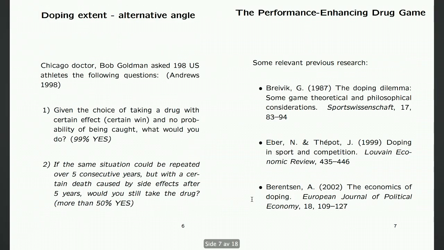Okay, let's move on. Let's look at an alternative angle of doping extent. There was a nifty little piece of research done by Chicago Dr. Bob Goldman in 1988, where he asked 198 US athletes the following 2 questions. The first one was as follows. Given the choice of taking a drug with certain effect, meaning certain win, and no probability of being caught, of course underlying that it is still illegal to do this, what would you do? And of these 198 US athletes, actually 99% answered yes to this question.